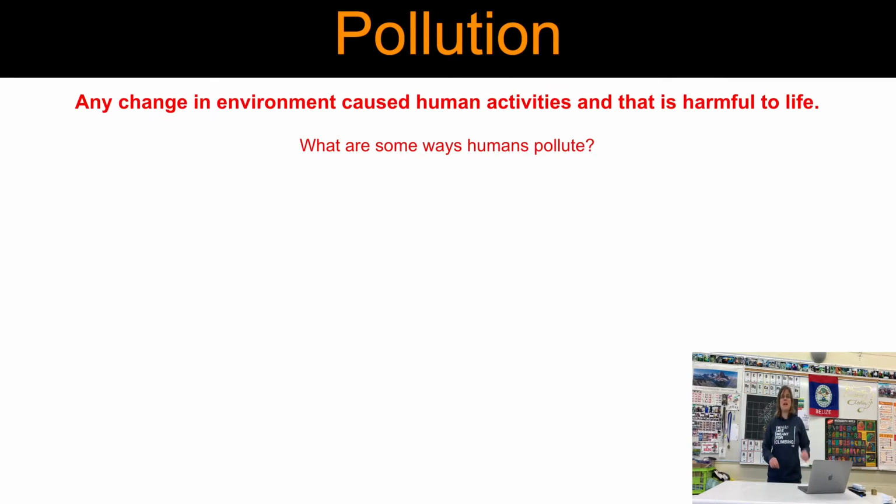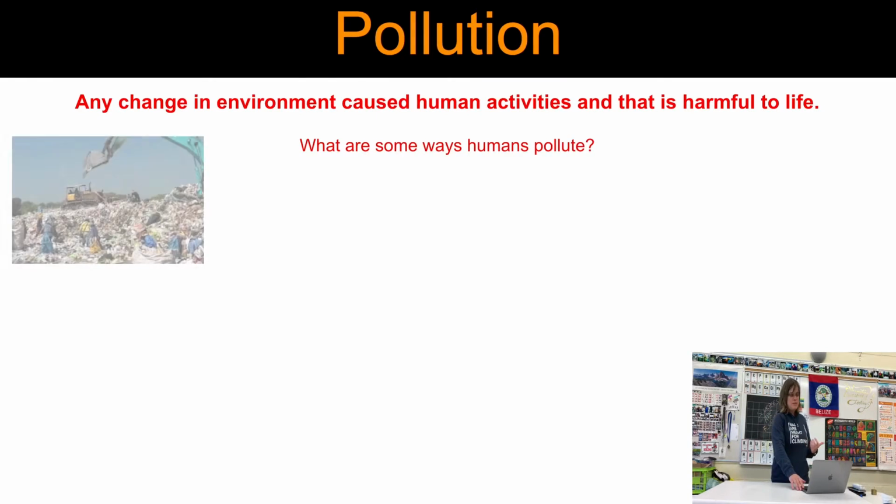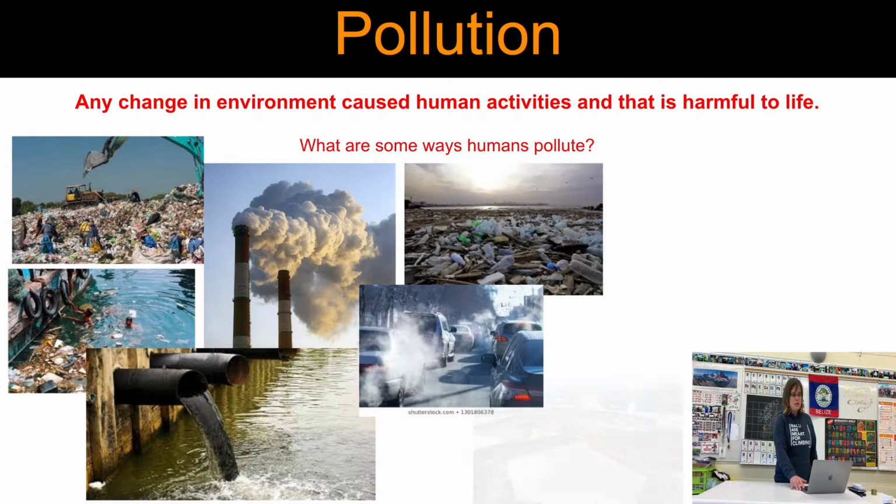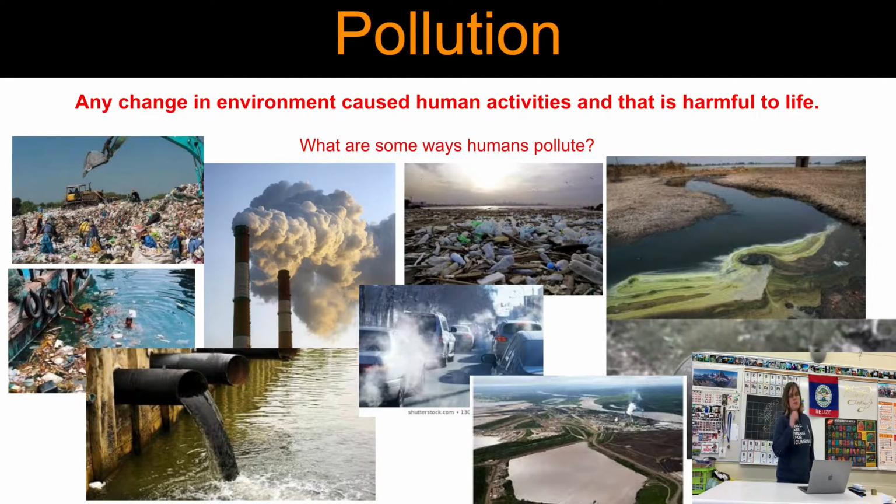So you need to understand that pollution, any change in the environment caused by a human activity, is harmful to life. So what are some ways that we pollute? Well, if we take a look at all these pictures, we can see that there are tons of ways that we are polluting the environment every day. Obviously, we look at things like plastic bags, or stuff that doesn't biodegrade. We're trying to move away from those things and lessen our carbon footprint. We're looking at gases that are released into the atmosphere from factories. We're looking at water that goes back into the lake.